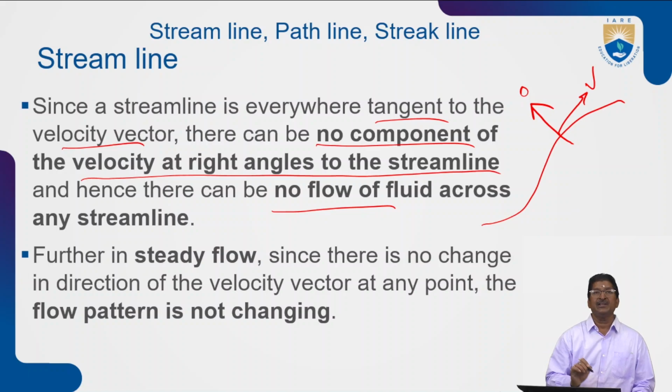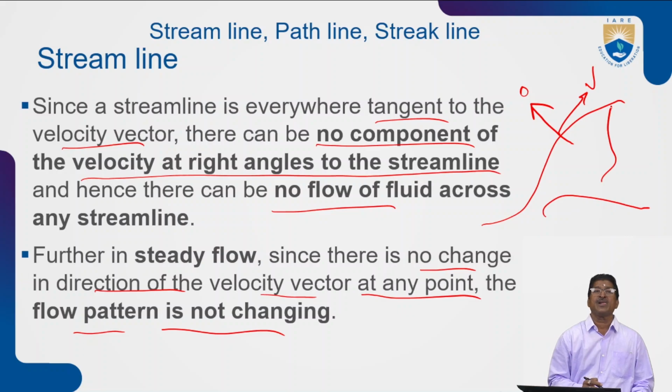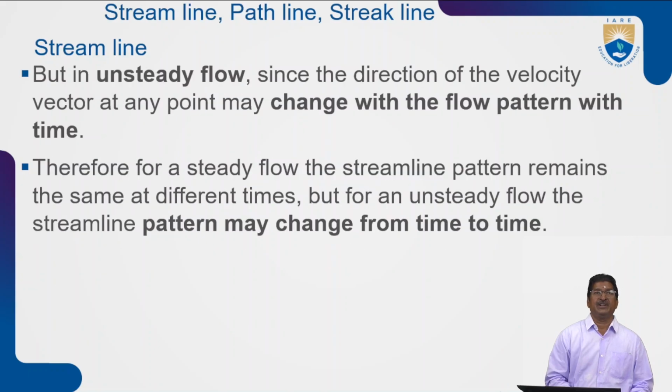For steady flow, since there is no change in the direction of the velocity vector at any point, the flow pattern is not changing. If it is a steady flow, the flow pattern will not change at all. The same flow pattern will be happening. In case of unsteady flow, the flow pattern will change. So the flow pattern can be like this, like this. If it is steady flow, there will always be a single flow pattern, a streamline.